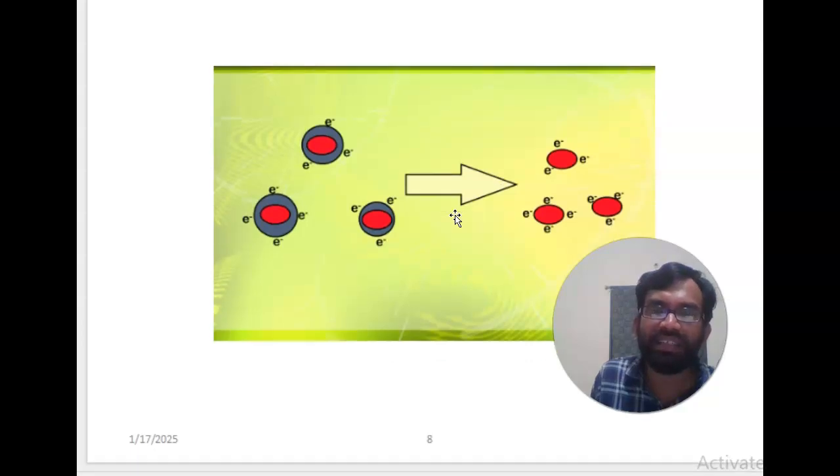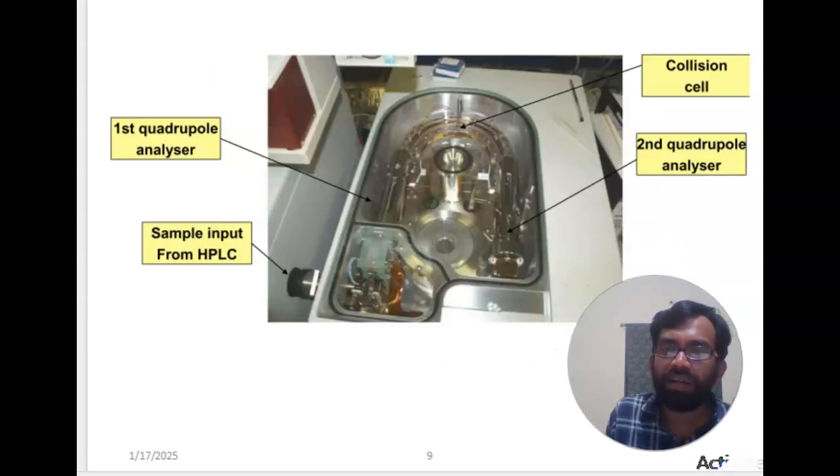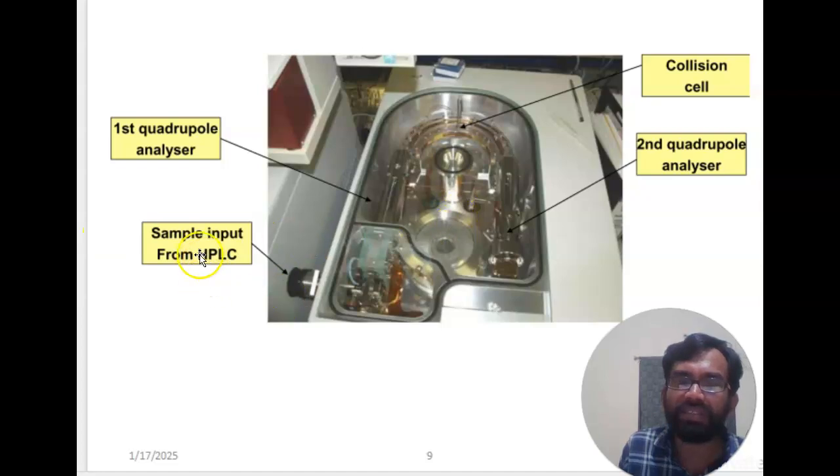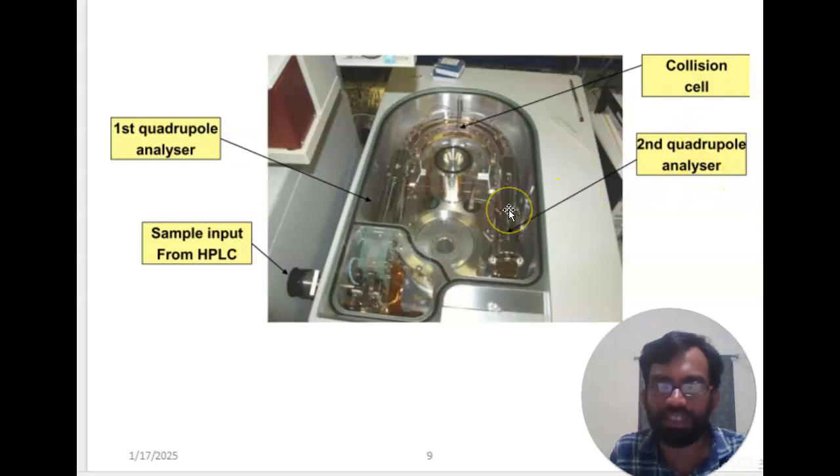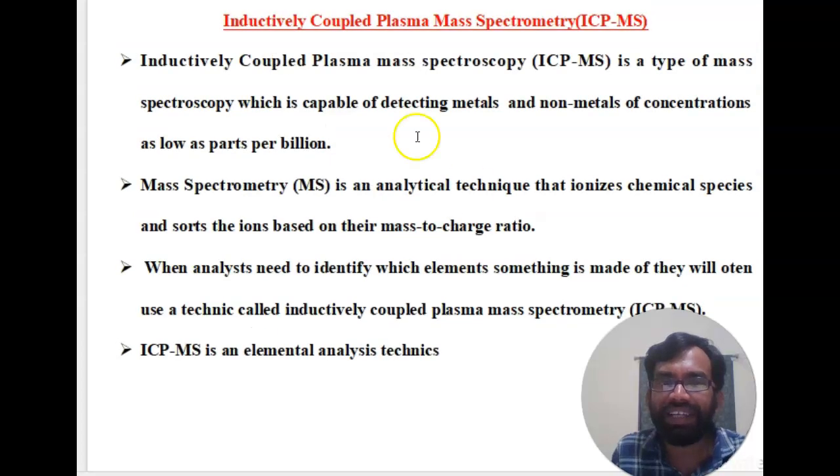Now you can see here the rough diagram of the sample input from the HPLC, then the first quadrupole analyzer, then the collision cell, then the second quadrupole analyzer. Then you can see here inductively coupled plasma mass spectroscopy, ICP.